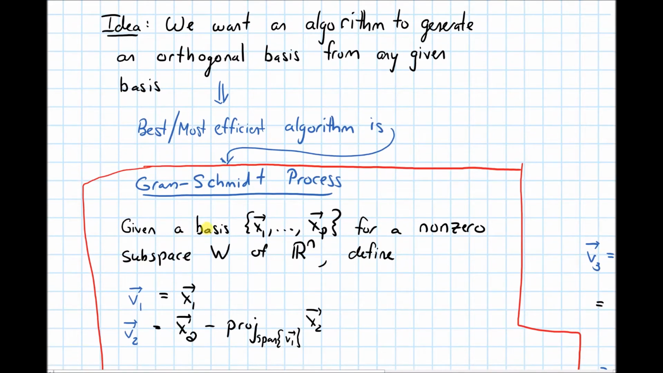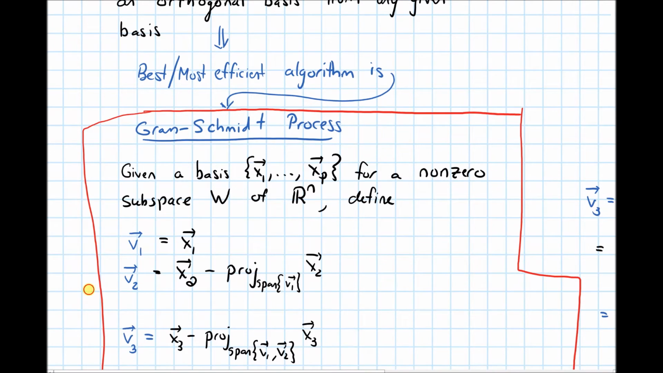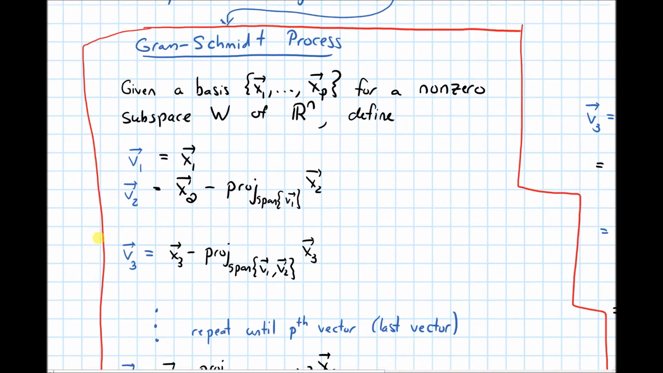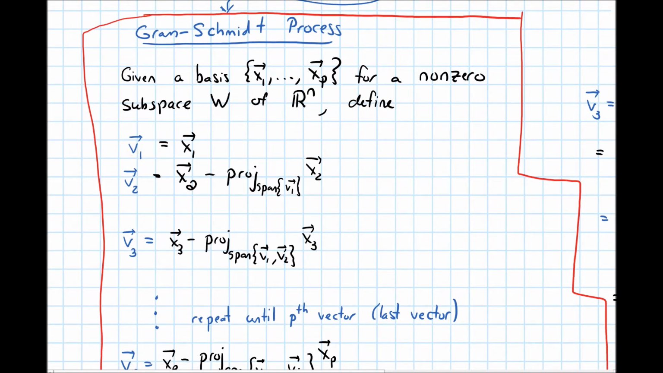All right, so let's just dive right into what the algorithm says. If we're given a basis, x1 up to xp, for some non-zero subspace of Rn. So our subspace can't just be the zero vector. Here's what we do if we want to generate an orthogonal basis. The algorithm is going to tell us how we produce our orthogonal vectors one by one. For the first orthogonal vector, v1, we just let that be the first vector in our set. We let it be x1. Let me highlight this. So v1, my first orthogonal vector, is just the first vector in our basis, x1.